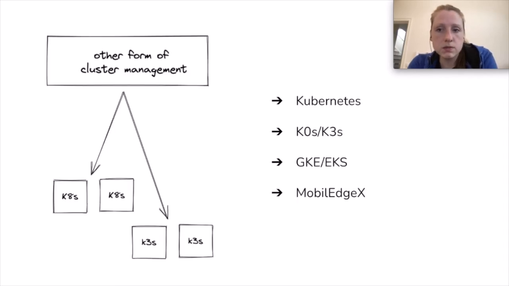The last option is the minimal clusters like K0S and K3S, or just general standalone clusters, which don't have to be minimal ones. There's Kubernetes on this list as well because it doesn't come with an inbuilt admin cluster system. And it's the same for the cloud-based models, right? You're not managing your GKE clusters from another cluster usually.